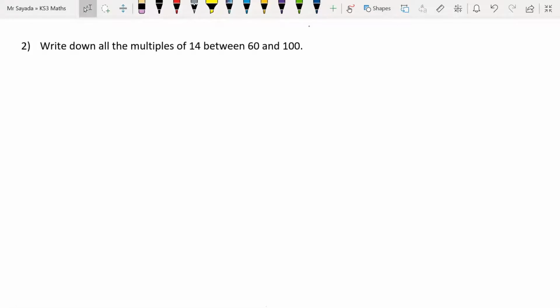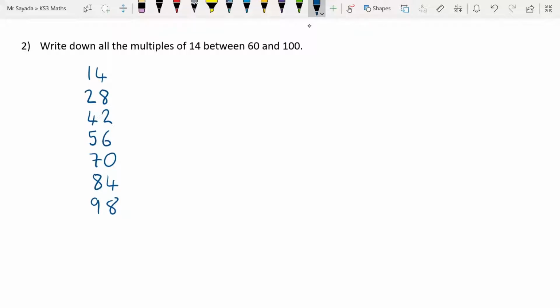Question 2, write down all the multiples of 14 between 60 and 100. So this is without a calculator. The first thing to do is write down all the 14 times tables, because they are not times tables which you are supposed to know off by heart. So let's write them out. 14, 28. I'm just adding 14 each time. So 28 plus 14 is 42. Add 14 again, I get 56. Then I get 70, then 84, then 98. And I don't need to go any higher because if I go higher than this, I'll end up over 100.